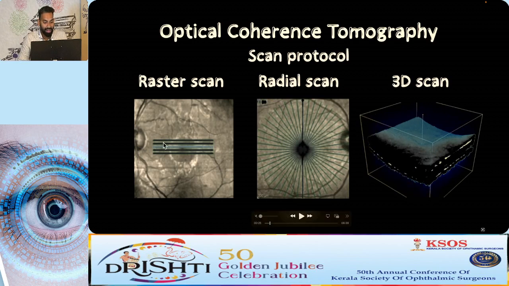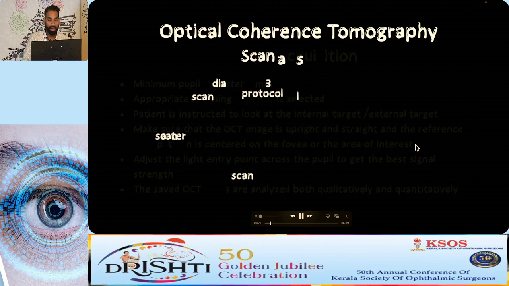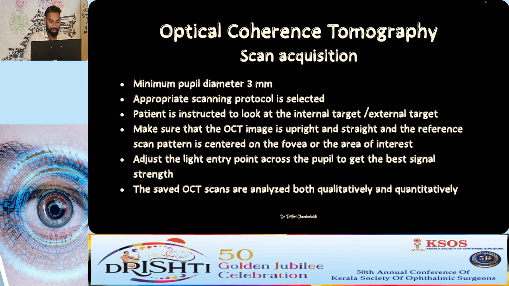That is the parallel line scans over here, which you can see is a raster scan. Then we have the radial scans, in a radial fashion, in a circular fashion, and then we have the 3D scans, that is macular cube or 3D cube kind of scans. So how do we take an OCT scan? We need at least a pupil diameter of 3 millimeters. Select the scanning protocol, keep it straight to the fundus, and then center the fovea or center to the area of interest. Once that is done, you can click, and then you get the OCT scans, which can be analyzed qualitatively and quantitatively.